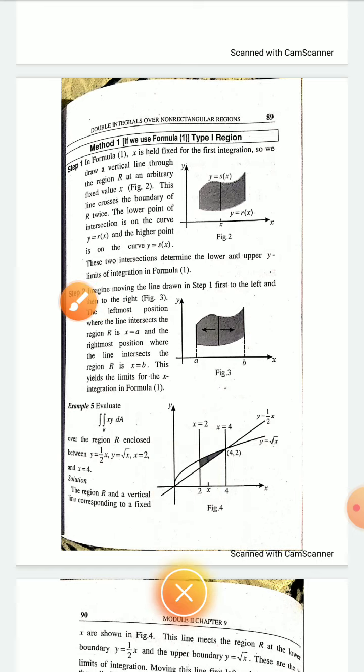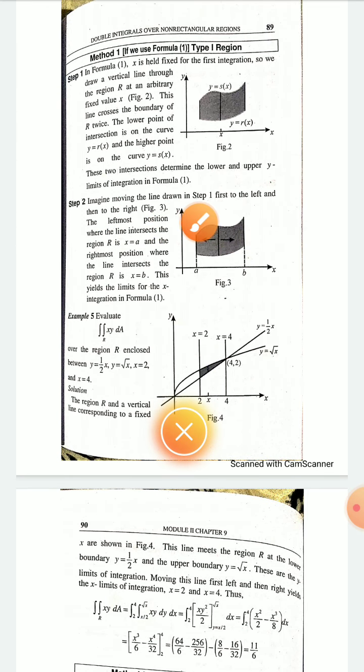Second step. Imagine moving the line drawn in step 1 first to the left and then to the right. The leftmost position where the line intersects the region R is x is equal to a, and the rightmost position is x is equal to b. This yields the limits for the x integration in formula 1. If you use formula 1, this is a type 1 region.